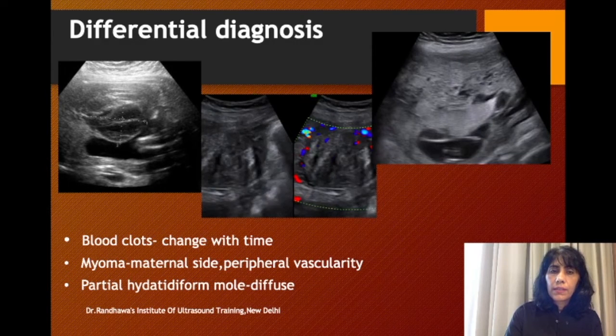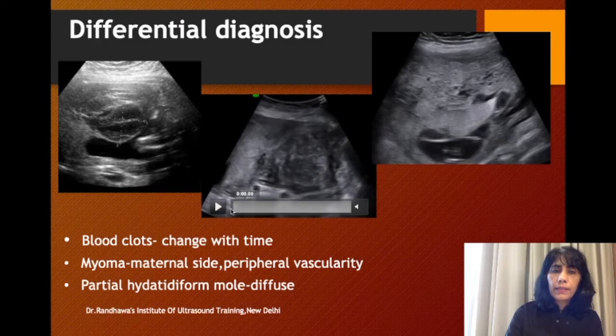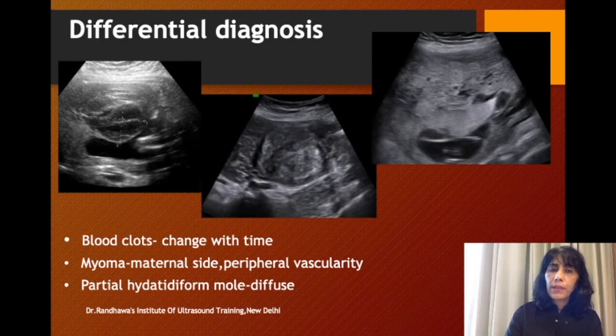Two things. If you see in the very beginning, I'll just go back. See here. It is not towards the amniotic side. It is towards the maternal side. It is towards the myometrial side. So obviously, what is the first thing that comes to your mind? Well circumscribed mass towards the myometrium.